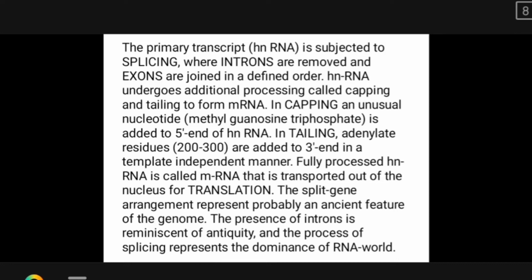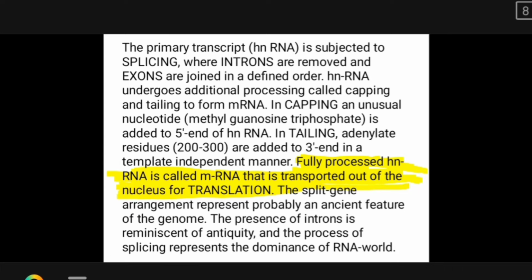in a template independent manner, and this is required. The tailing is required to provide stability. Fully processed heterogeneous nuclear RNA is called mRNA. That's why the hnRNA is also called the precursor of mRNA, and fully processed hnRNA is also called mRNA. It is transported out of the nucleus for translation, because in eukaryotes and prokaryotes, both of them, translation takes place in cytoplasm.